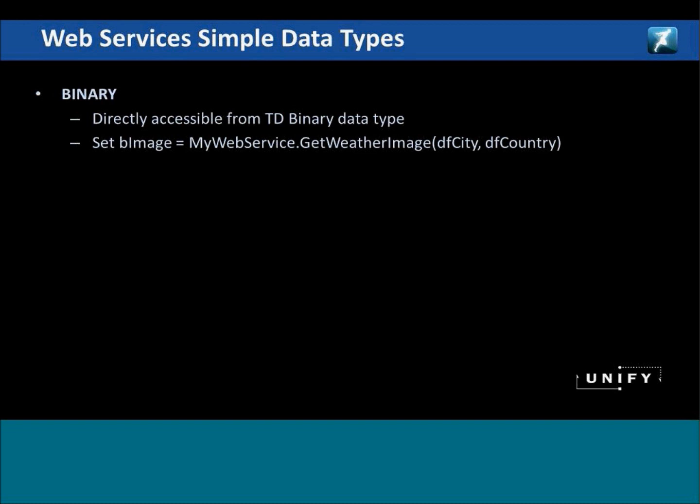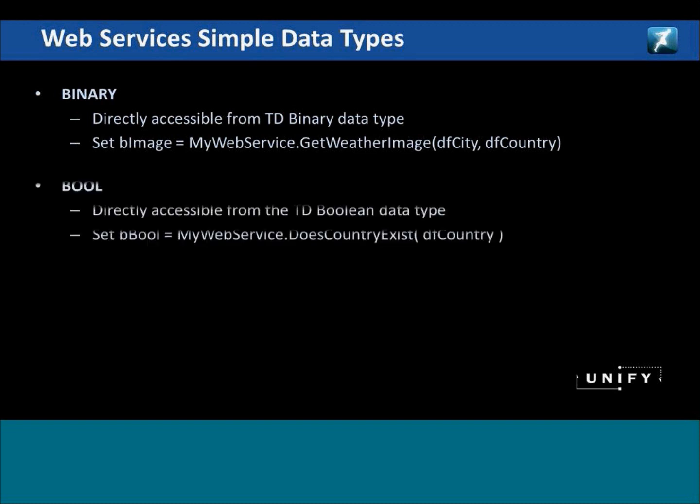Let's first talk about web services and data types for client applications. There are simple data types, and those simple data types are, for example, binary. You can directly access binary data from a web service. So you just assign a variable to another one. For example, set bImage equals myWebService.GetWeatherImage. This would return binary data into bImage.